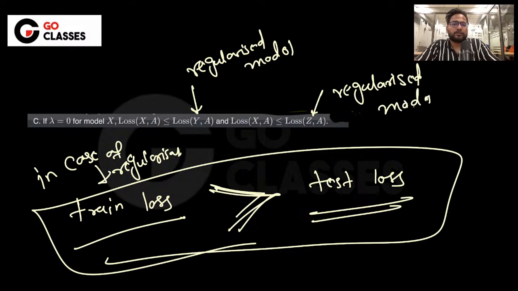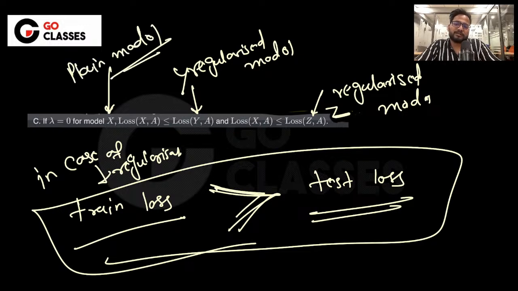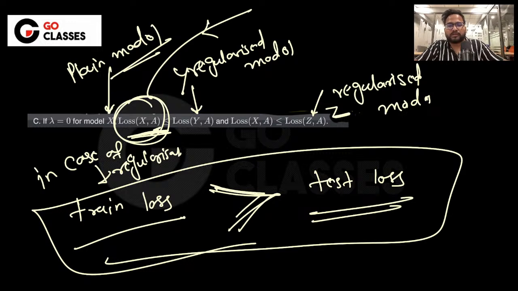Z is the regularized model, Y is the regularized model, and this X is the plain vanilla model without regularization. So its loss is the train loss. This loss is basically the train loss, because this is A, right? So this loss is the train loss actually. Is this okay to everyone? Let me know. This was an interesting question, to be honest.